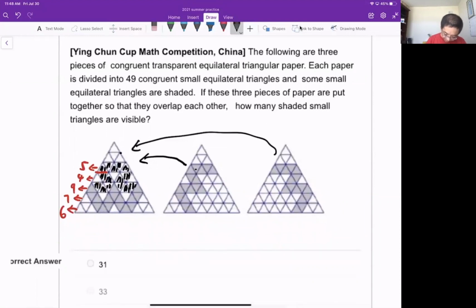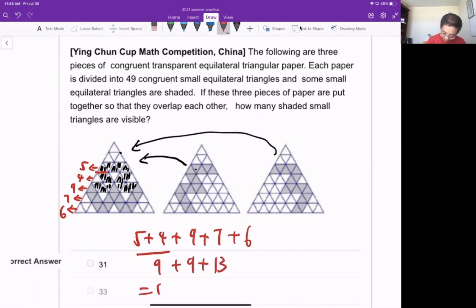So we get 5 plus 4 plus 9 plus 7 plus 6. Right? So this is 9. So 9 plus 9 and plus this is 13. Okay, so it's 18 plus 13, which is 31. Right? So 31 is the total number of really small equilateral triangles we can see finally.